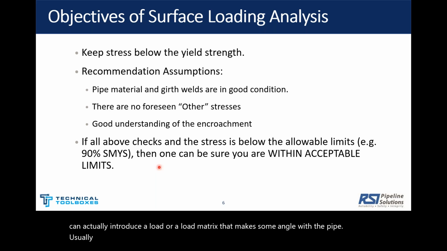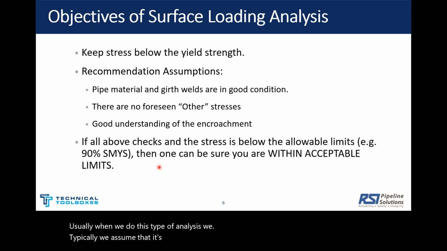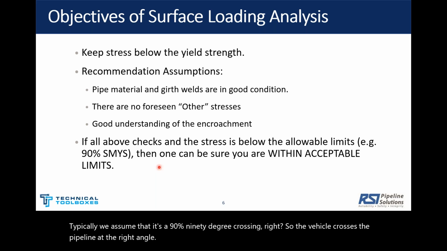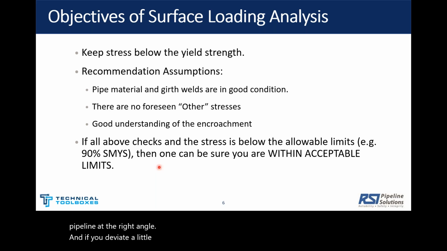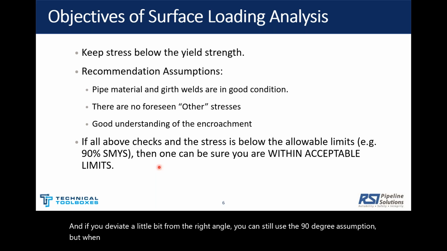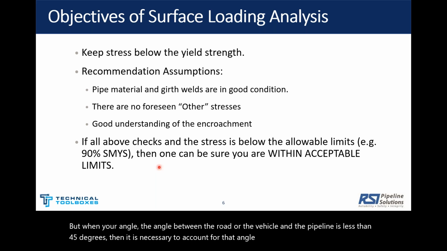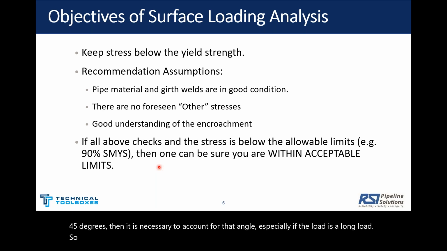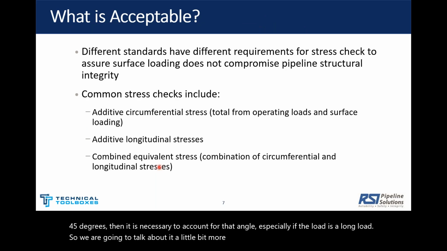Usually, when we do this type of analysis, typically we assume that it's a 90-degree crossing, right? So the vehicle crosses the pipeline at the right angle. And if you deviate a little bit from the right angle, you can still use the 90-degree assumption. But when the angle between the road or the vehicle and the pipeline is less than 45 degrees, then it is necessary to account for that angle, especially if the load is a long load. So we are going to talk about it a little bit more. For now, let's pass.